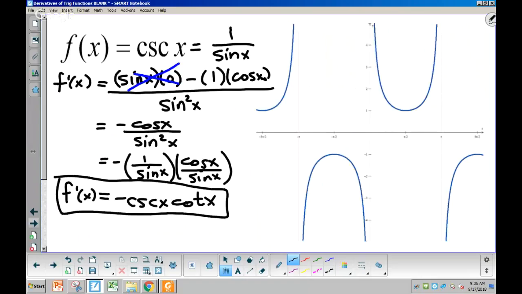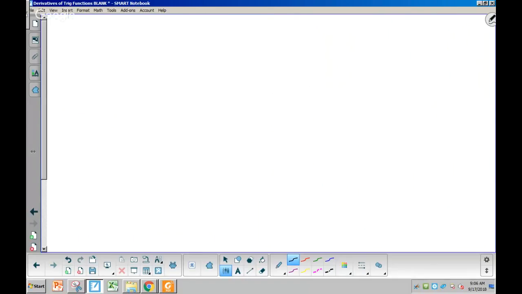All right, so the function is cosecant x. The derivative is negative cosecant x, cotan x. And yes, I strongly recommend that you memorize these. Questions on that? Let's do a couple of practice problems.